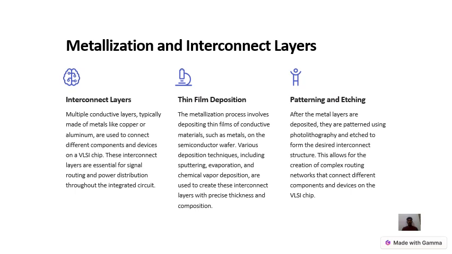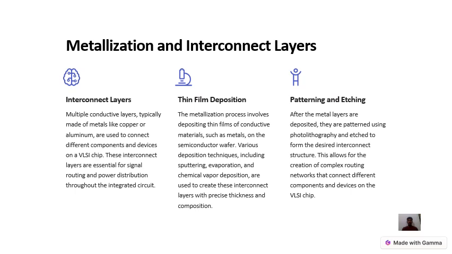Metallization and interconnect layers. Interconnect layers. Multiple conductive layers typically made of metals like copper or aluminum are used to connect different components and devices on a VLSI chip. These interconnect layers are essential for signal routing and power distribution throughout the integrated circuit.